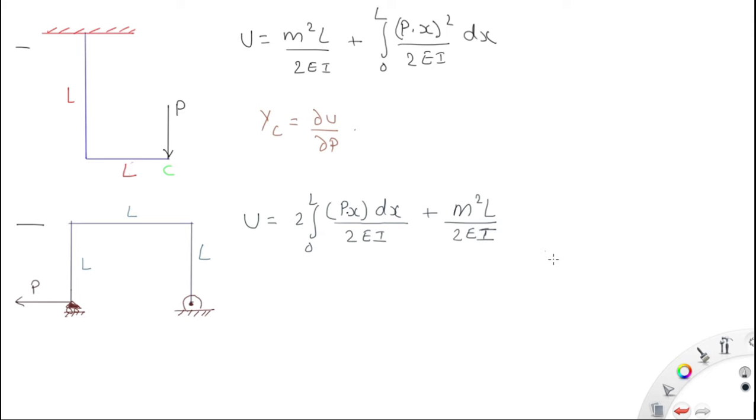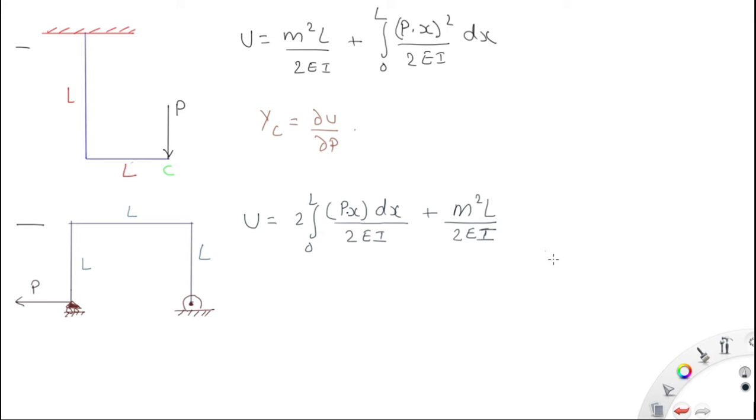Second question is a simply supported beam. The truss member, that is the rod, has been bent into a rectangle, whose one end is fixed but can move in the horizontal direction.